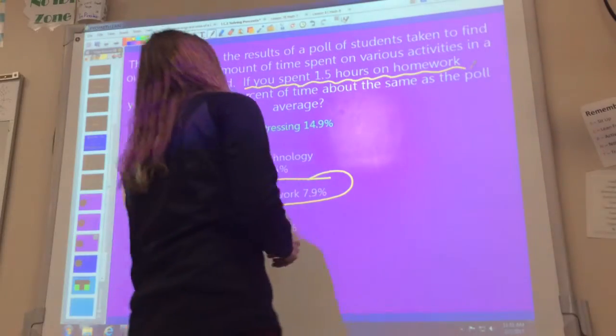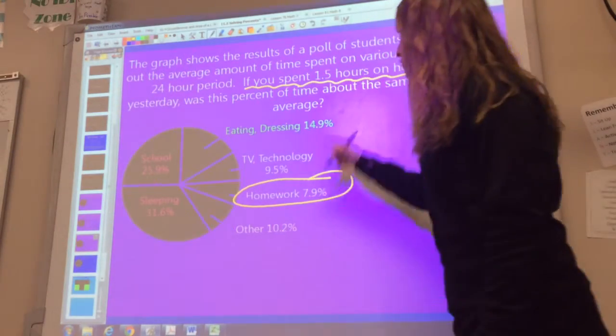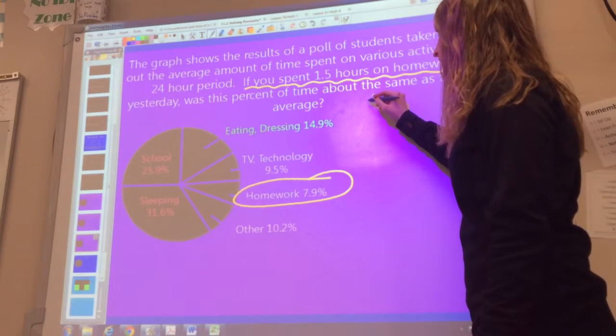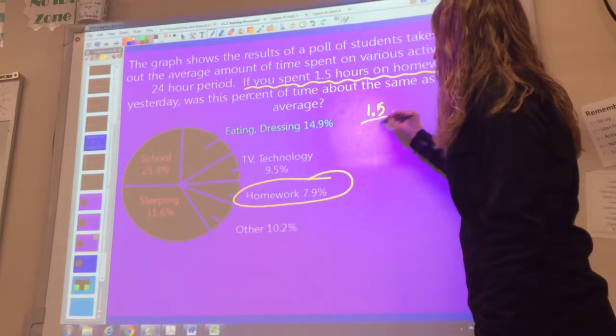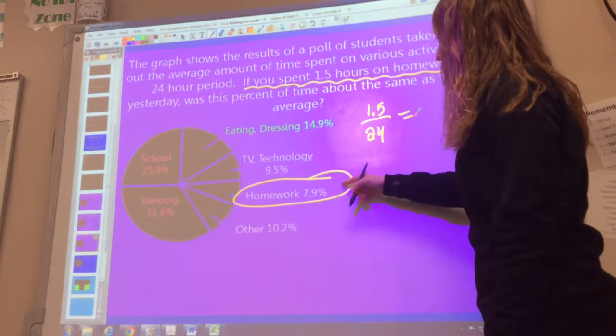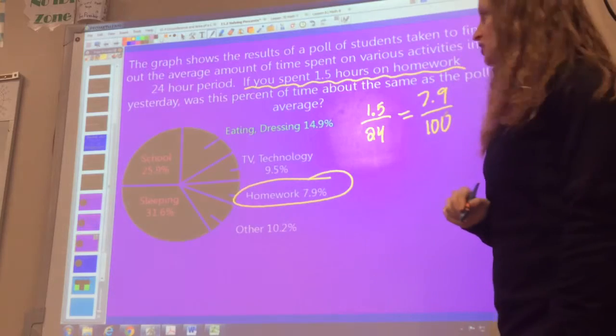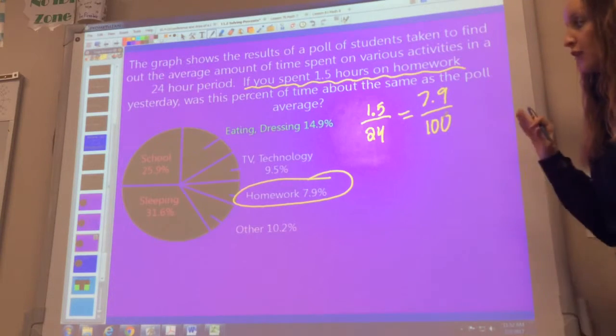So one thing I want you guys to know, these are two different proportions. I hope you guys know that. If you did this, 1.5 over 24 equals 7.9 over 100, I'm sorry, that's not how we can solve this because it's two different ones.